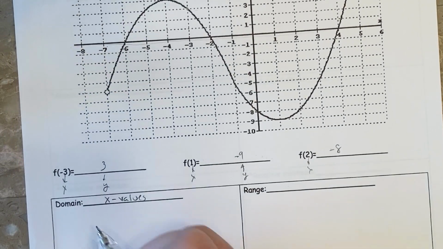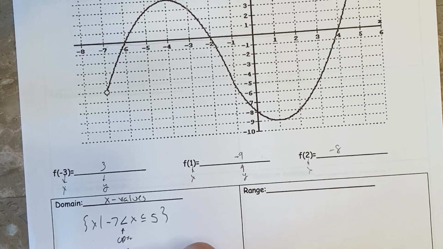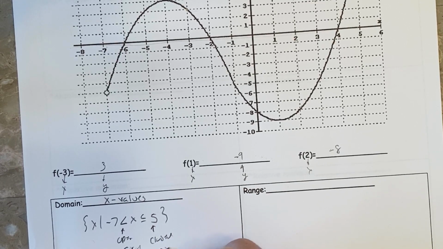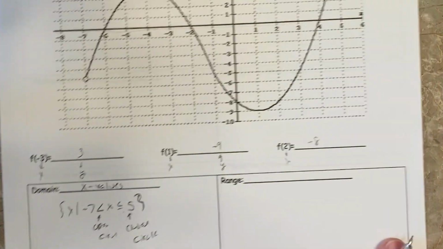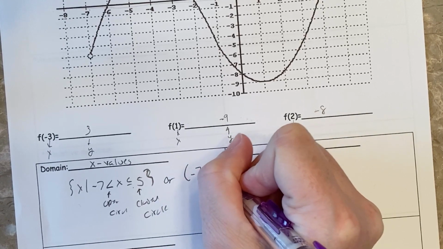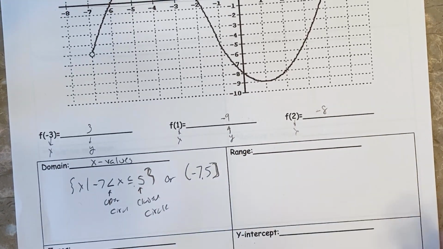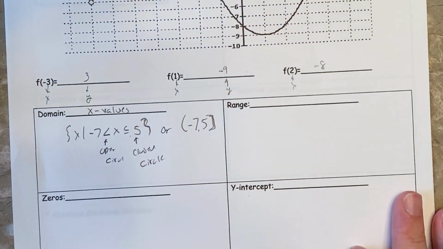All right, so to write this, we're going to do our set builder. From -7, that was our open circle. And then the 5 was the closed circle. So that's why you have those symbols. And then I'm also going to write it with interval notation because, again, I have no clue what the region is going to ask us to do. So we always want to prepare for everything.